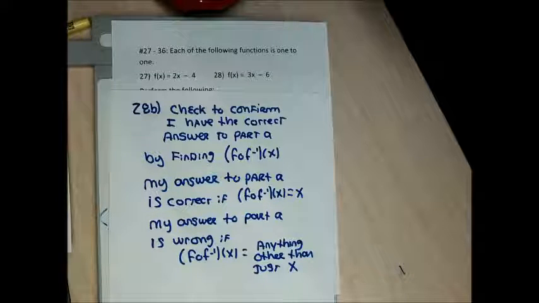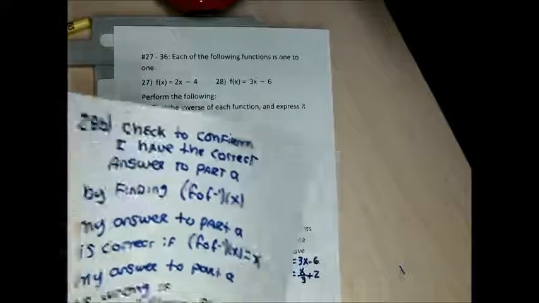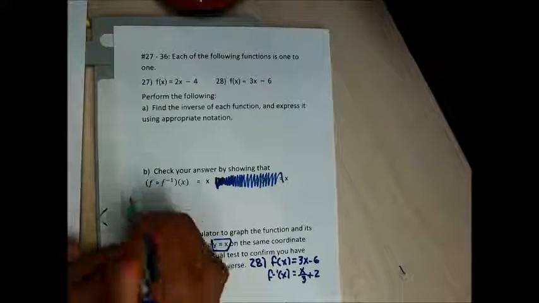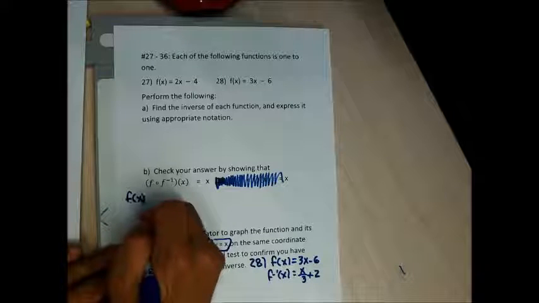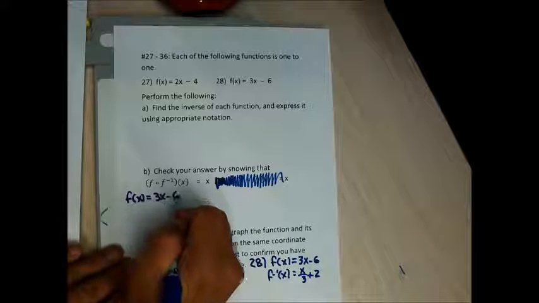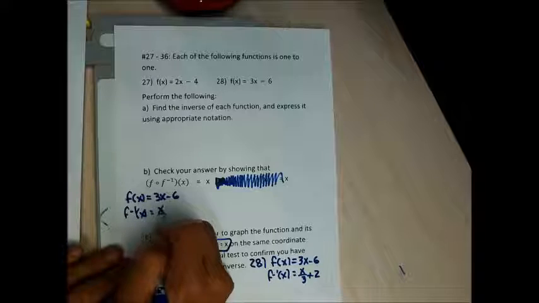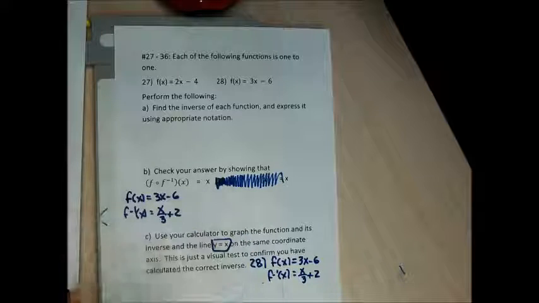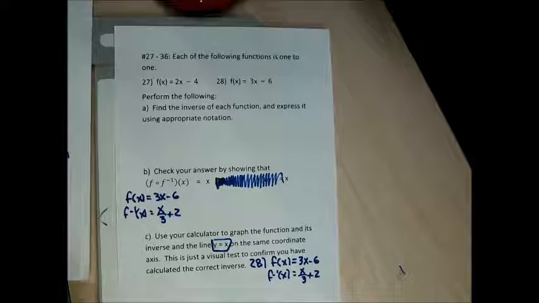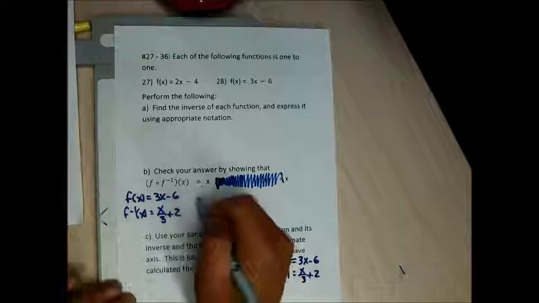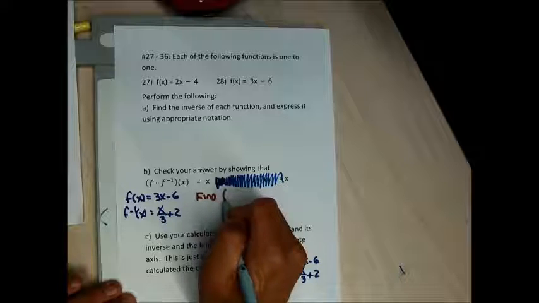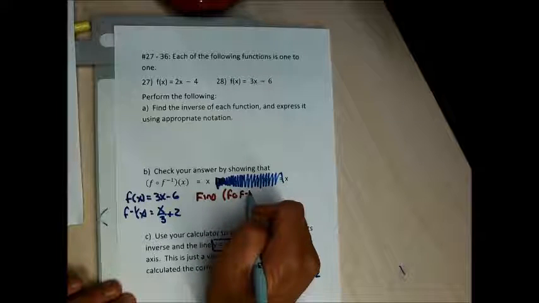So 28b and the part B's for these next problems are essentially proofs. And the proof is just finding f composed with f inverse of x, and we know how to do that because we did that in the last section. So in 28b, I have the function f of x equals 3x minus 6, and the function f inverse of x equals x over 3 plus 2. To do 28b, I just need to find f composed with f inverse of x.